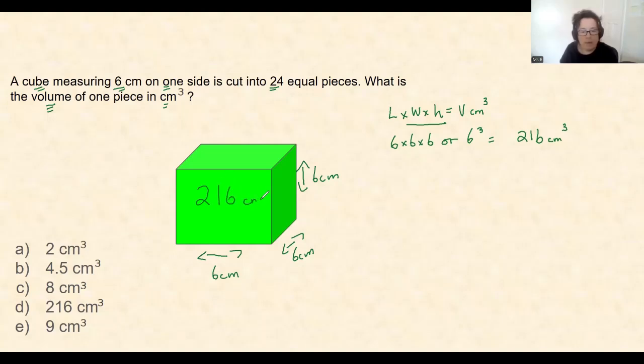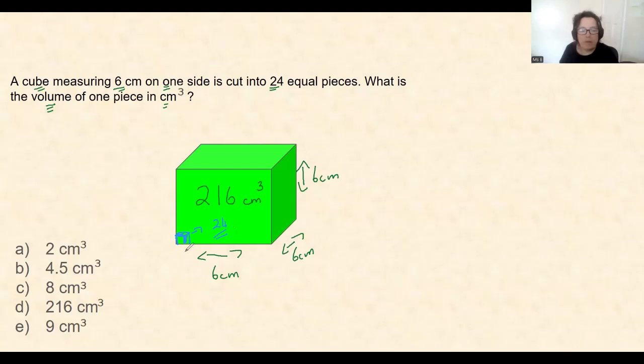216 centimeters cubed. Now, what they're telling us is that this cube is cut into 24 equal pieces. So we can imagine that they've cut smaller cubes out of this piece. This is definitely not to scale, but they have cut this into 24 equal pieces.